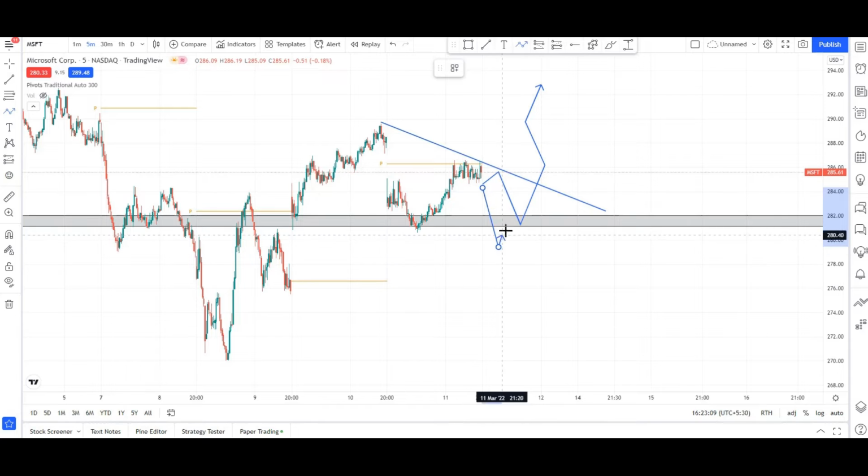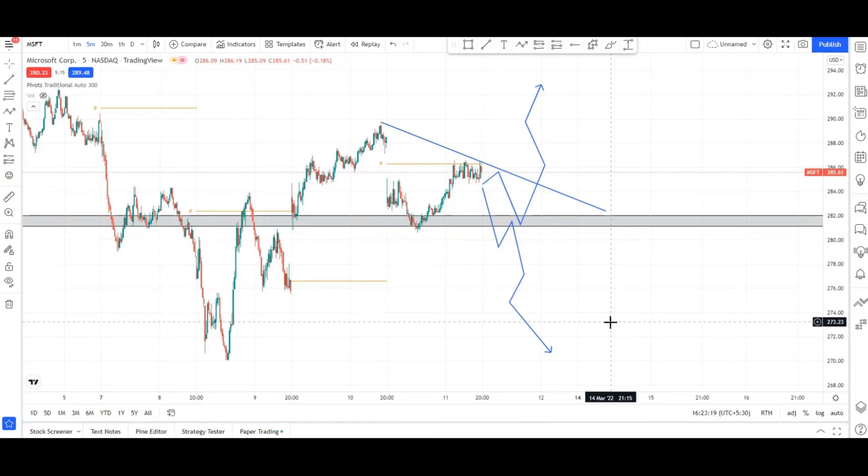Okay guys, if it breaks this trend line, if it acts as a resistance, then your first target will be somewhere here, second target will be here, third target. These are the three targets in the downside also.